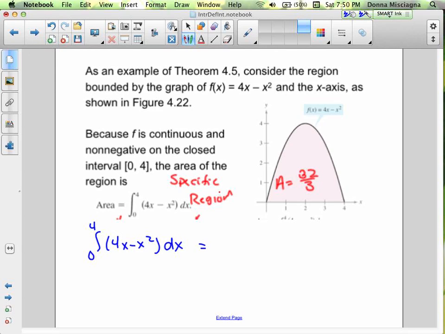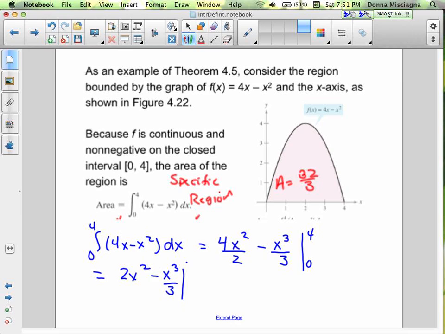So this is going to be equal to 4x, and now this is to the first power, we would add 1, so now that would be a 2, and we would divide by that same thing, minus x, 2 plus 1, so that would be 3, and we would divide by 3, and we're going to be evaluating that from 0 to 4. All right, let's reduce. So that would be 2x squared minus x cubed divided by 3.